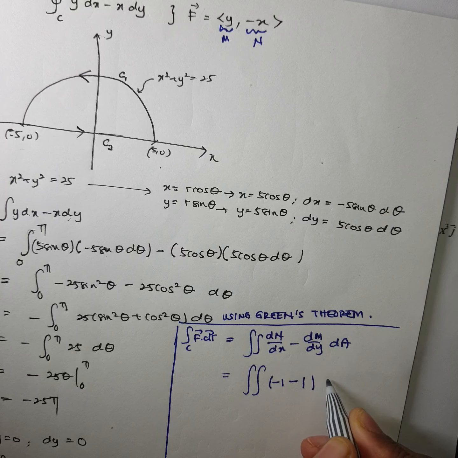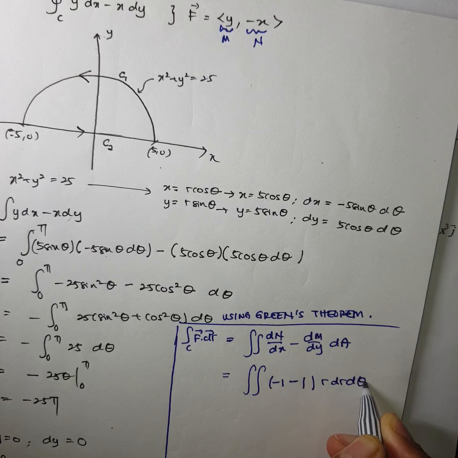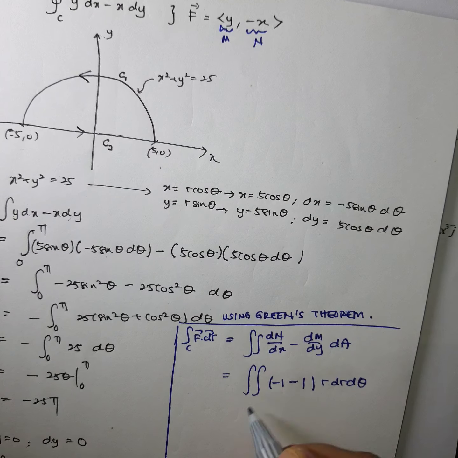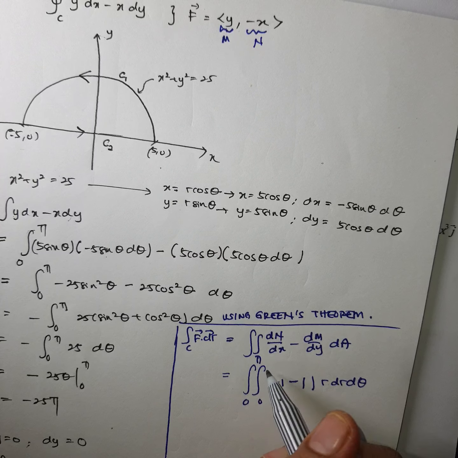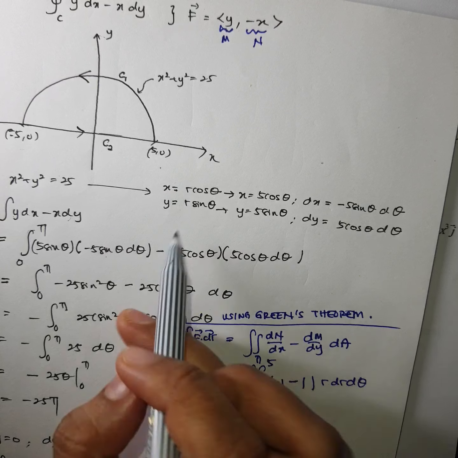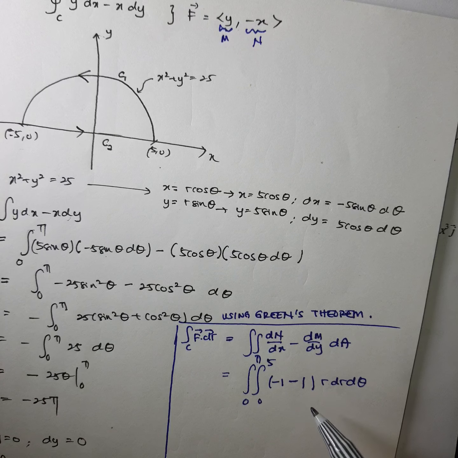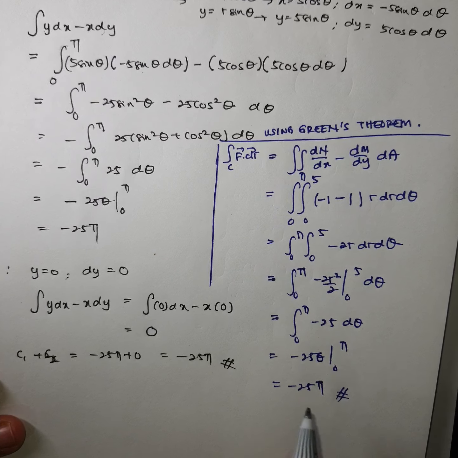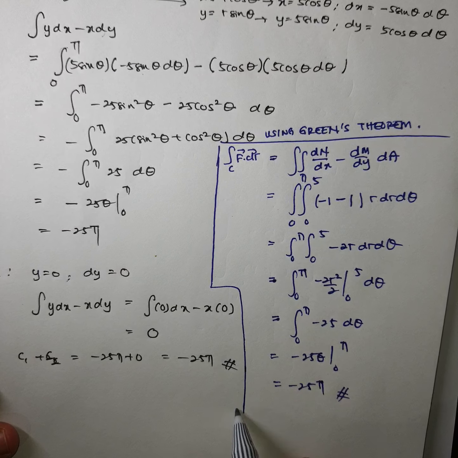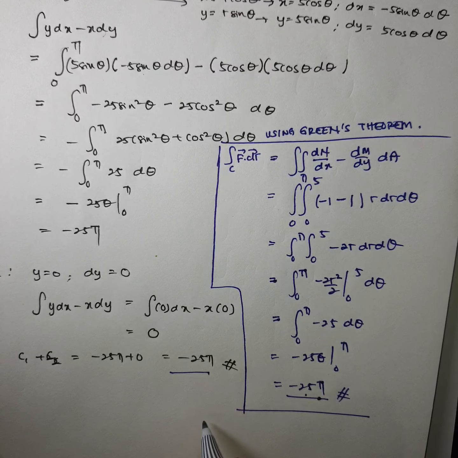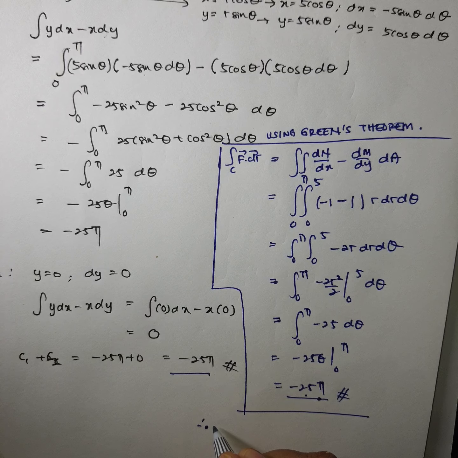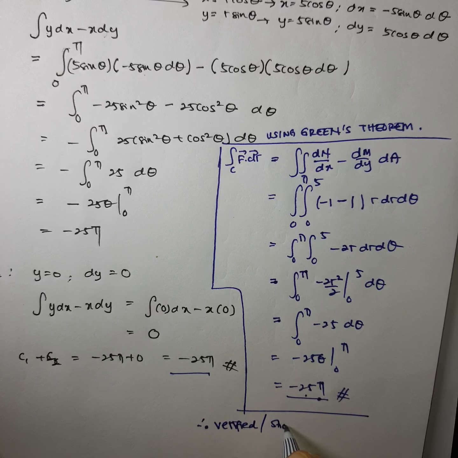dA will become r dr d theta. Theta is half of a circle, so it is 0 until pi. r is from 0 until 5. Okay. Because the radius is 5. Okay. So this is what you have. So proceed with the steps. So in the end, using Green's theorem, you have negative 25 pi. So you can see the same result. So you can just say that it is verified. Verified or you want to say shown, it doesn't matter.